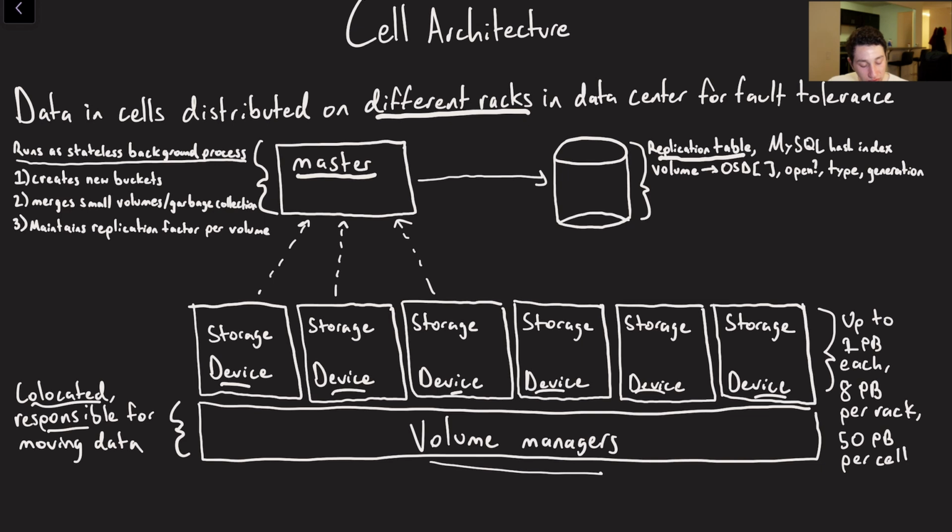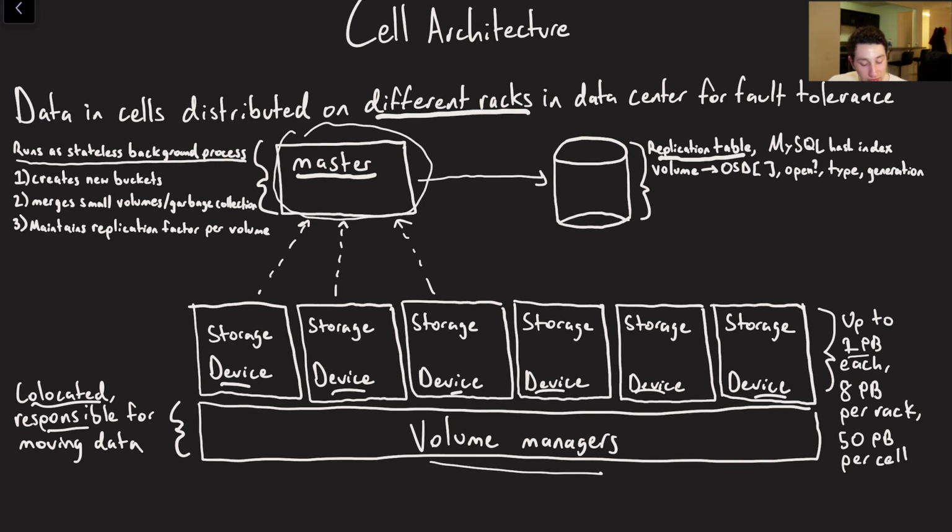Now the thing to note is that these storage devices themselves are very beefy in terms of the amount of hard drives that they contain. Each storage device contains about a petabyte worth of disk space. So you think about that, that could be like 20 hard drives each, and 8 petabytes per rack, and potentially 50 petabytes within a cell. They try to limit it to about 50 petabytes within a cell because they find that at that point, having this one single master process becomes an actual bottleneck, because you're storing so much data and the master has to keep track of all of it.